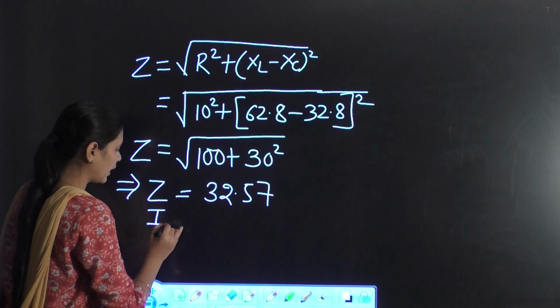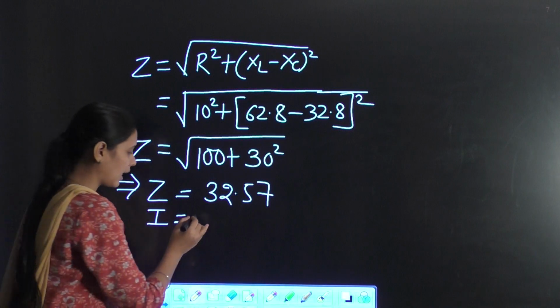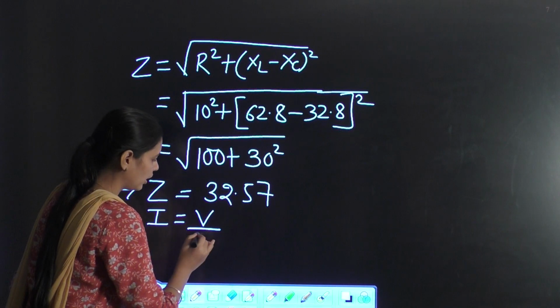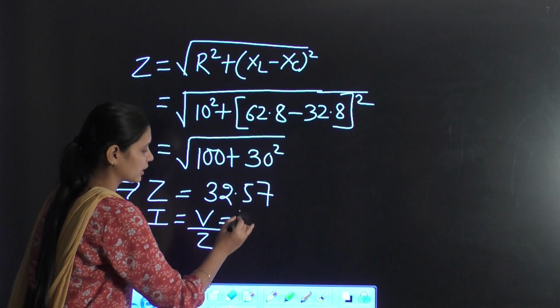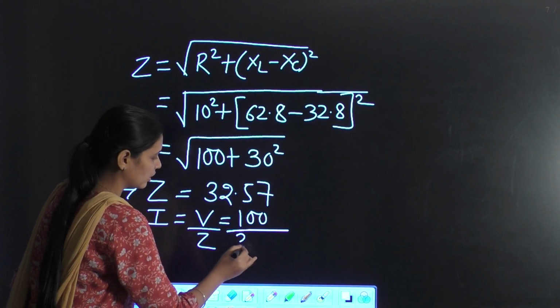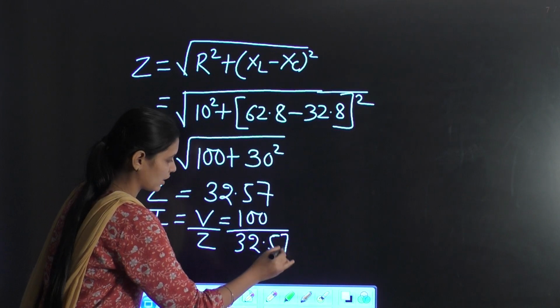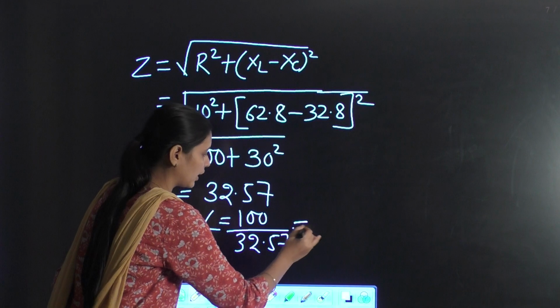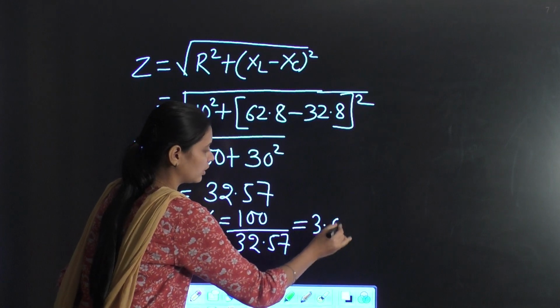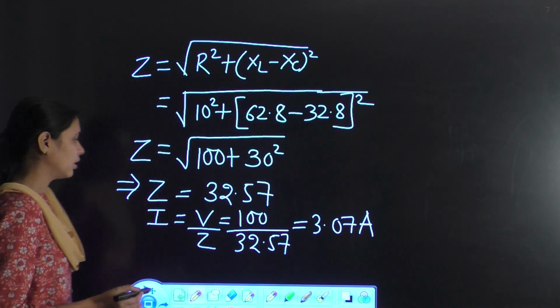But in the question it is asked to calculate the current, that is I, and I know that the current I will be voltage upon impedance. The voltage is 100 and the impedance is, as I just got, 32.57. So the value of the current is coming out to be 3.07 and the unit is ampere.